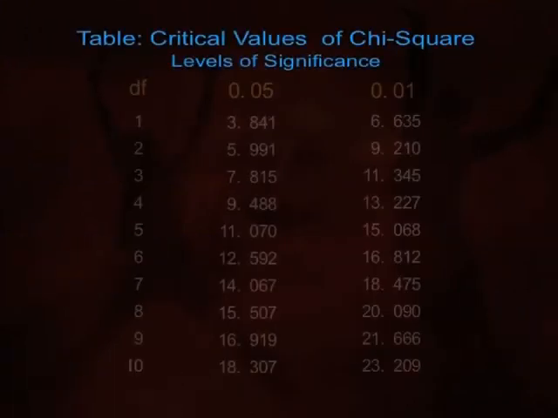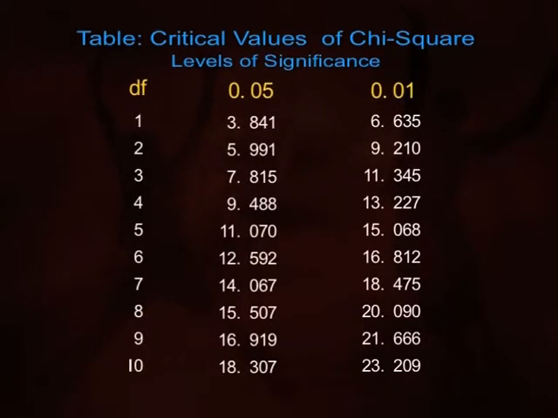Now, using the obtained df, we will consult the chi-square table and find the relevant critical value, and then we will make a decision on the significance of the obtained value. Table showing the critical values of chi-square, we will consider the levels of significance of 0.05 level and 0.01 level. The df of 2 at 0.05 level is 5.991 and at 0.01 level it is 9.210.